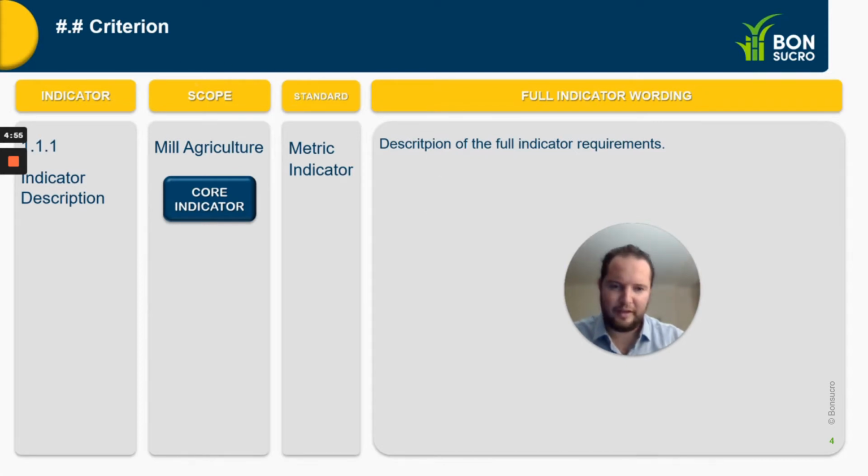Here in this slide we will have the information from the Bonsucro Production Standard. So outside the criterion, of course, here the indicator and the indicator description, here the scope, yes, mill, agriculture, or if it's the whole supply area, here the core indicator, or if we don't have that, it is because this is not a core indicator, so to identify it. Now we have the standard and the metric indicator here. And of course, in this place, you can see the description of the full indicator requirements, exactly as it is on the Bonsucro Production Standard.